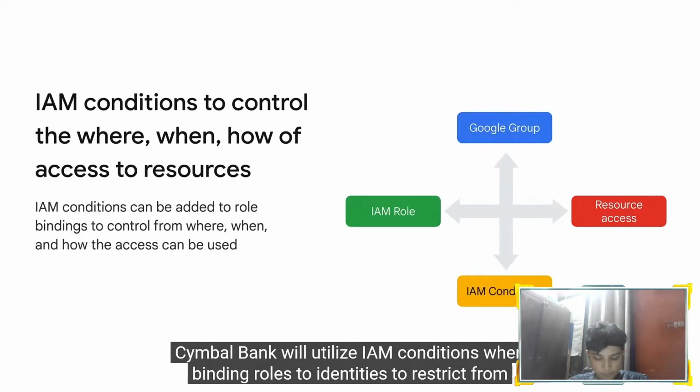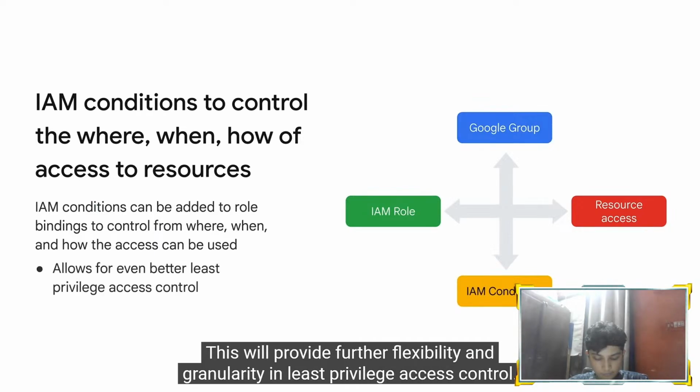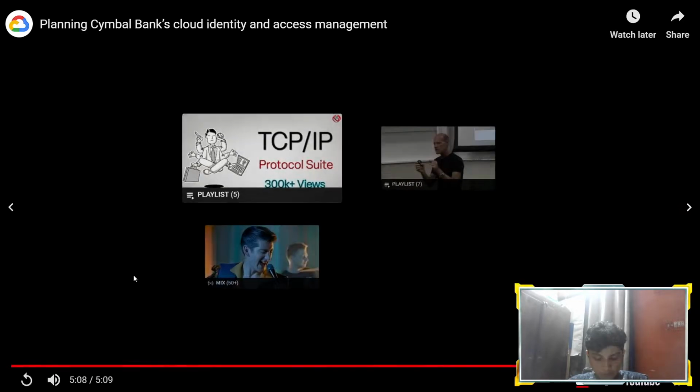Symbol Bank will utilize IAM conditions when binding roles to identities to restrict from which locations, agent types, and timeframes access can be used. This will provide further flexibility and granularity in least privilege access control.